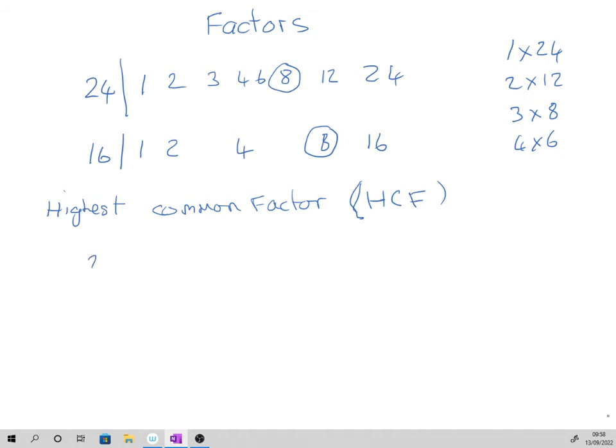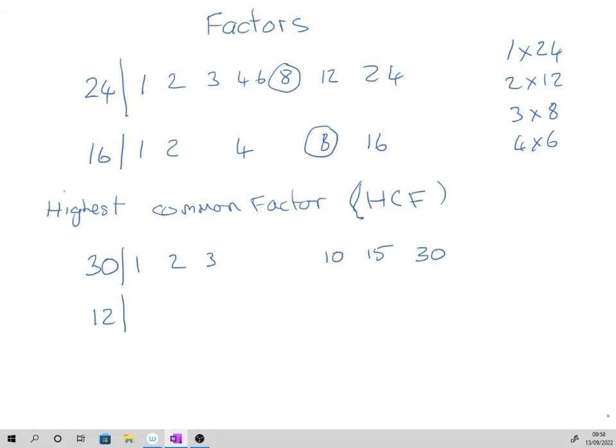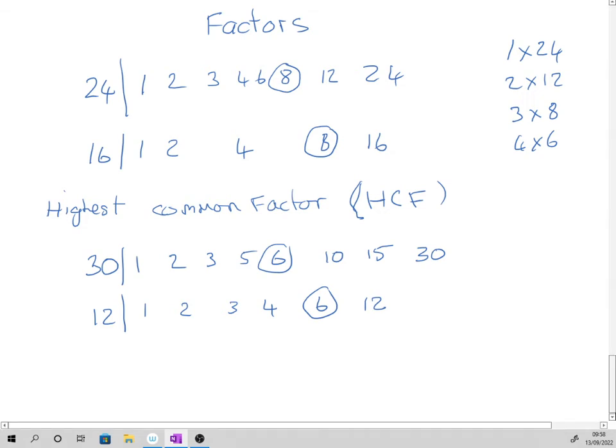So if I do 30 and 12, I'm going to find the highest common factor. So 1 times 30, 2 times 15, 3 times 10, 5 times 6. So there's all the factors of 30, and 12 is 1 times 12, 2 times 6, and 3 times 4. So the highest common factor is the biggest number that appears in both sets of factors, which is this one, 6. So there's the highest common factor of 30 and 12, which is 6.